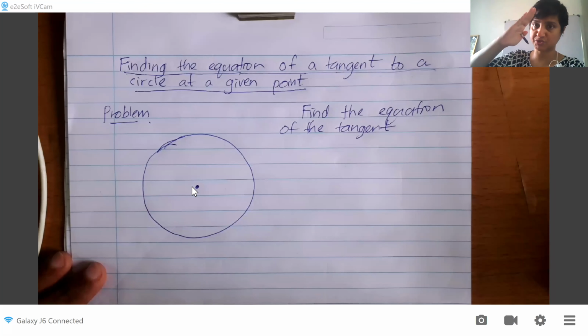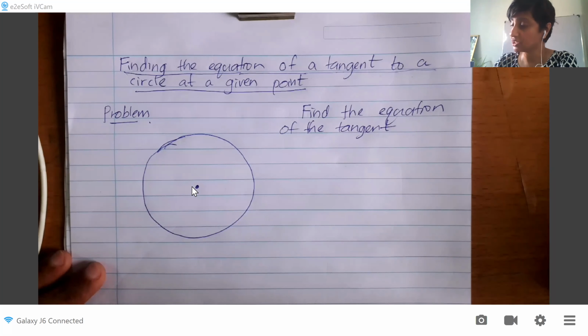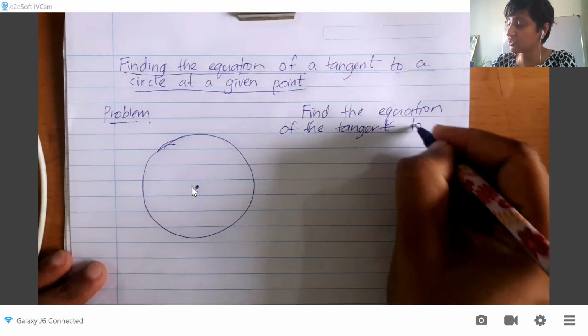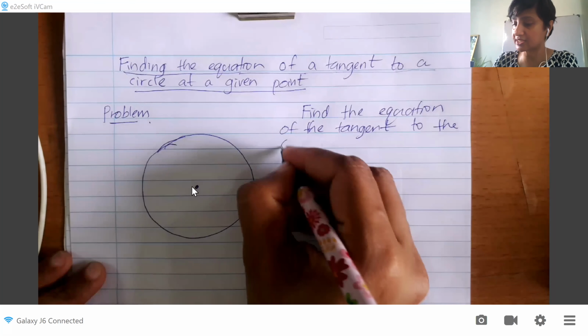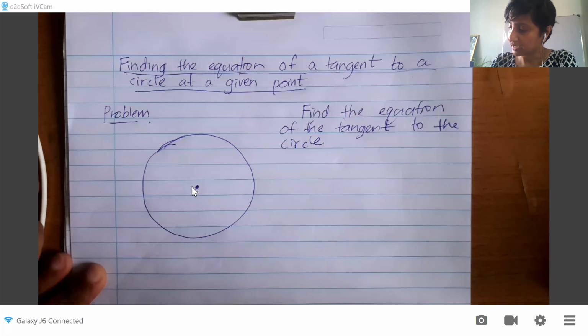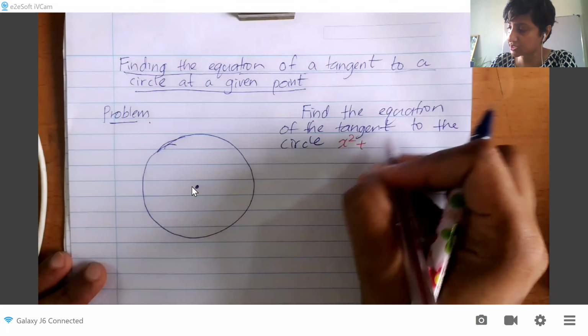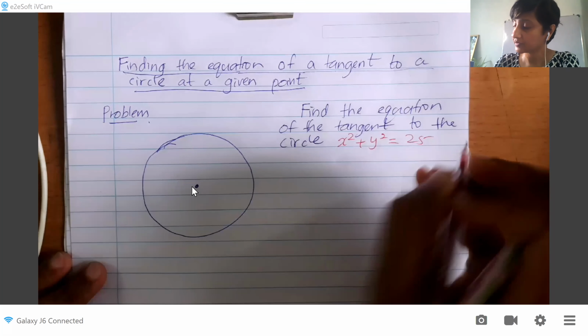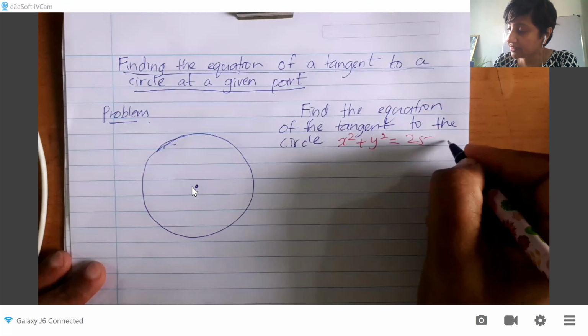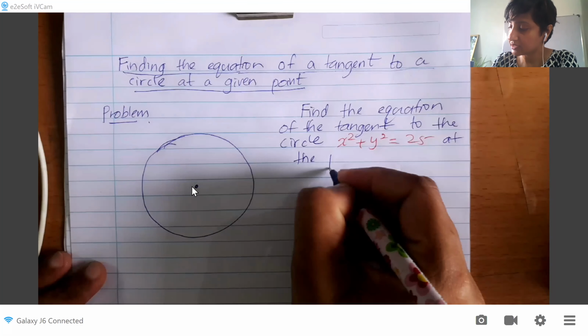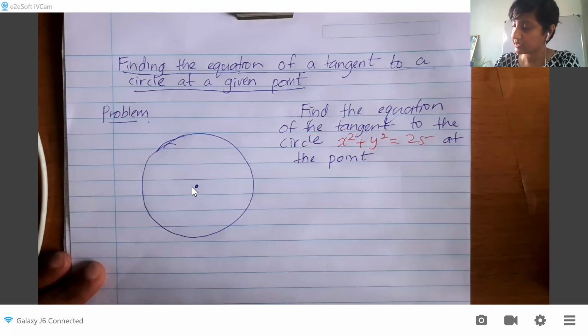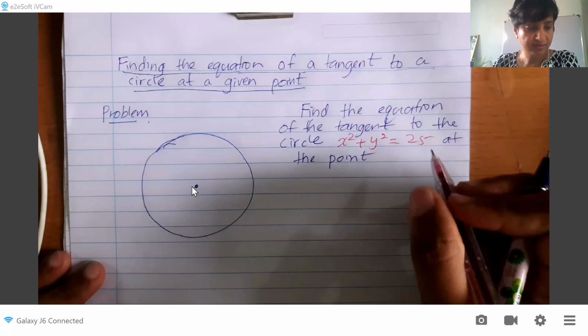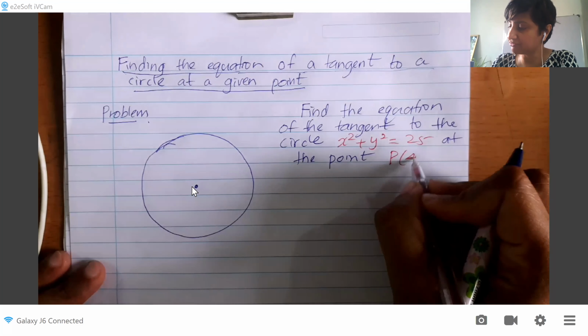Remember, a tangent is just a straight line, the tangent to the circle. I'm giving you the circle equation: x squared plus y squared equals 25, at the point P. The coordinates of P are (4, 3).